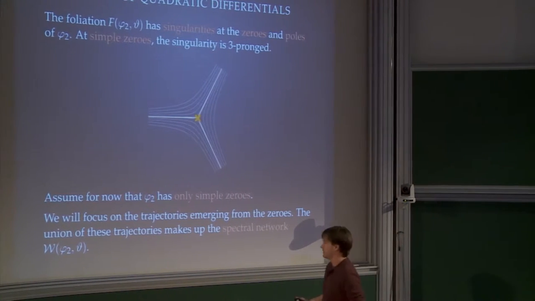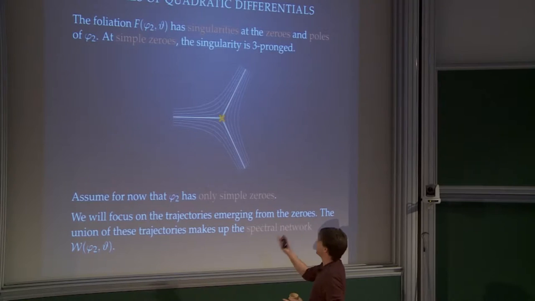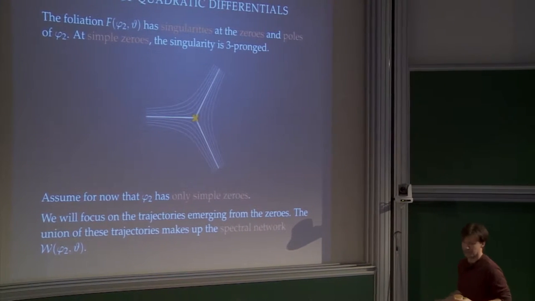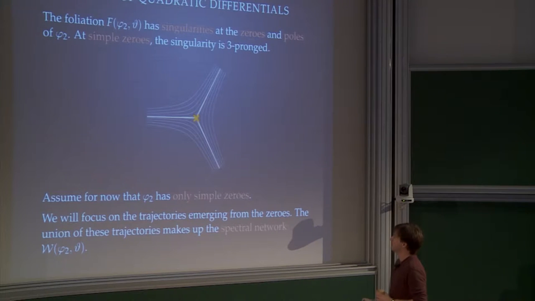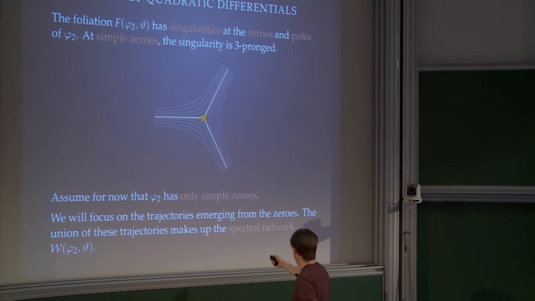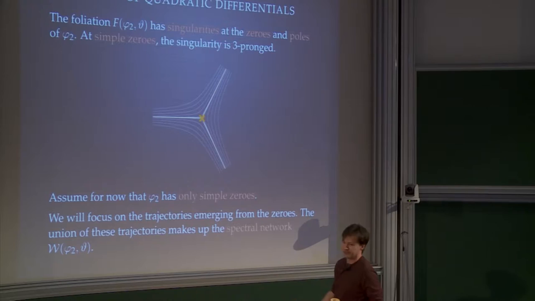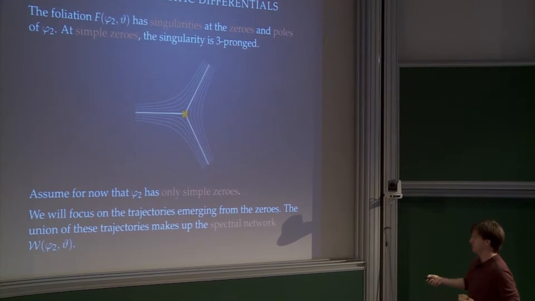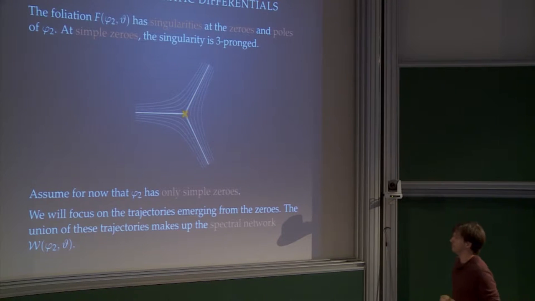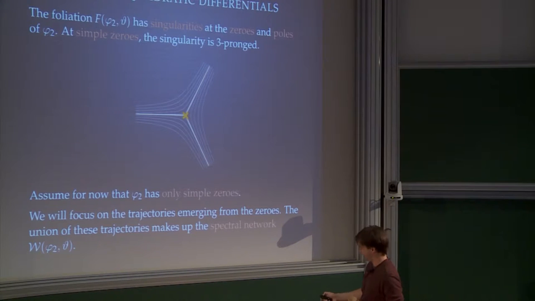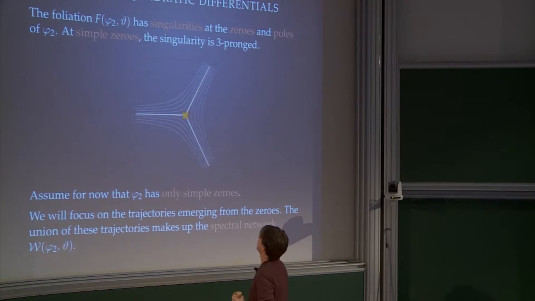So in the construction I'm going to tell you, we essentially don't use the generic trajectories at all. We only use the trajectories that are coming out of the zeros. And so for every zero, we have these three things coming out. Let's take the union of all those trajectories. I'll call that the spectral network. In this case, it also has another name. It's called the critical graph of the quadratic differential. So I'll write it W of phi 2 and theta.